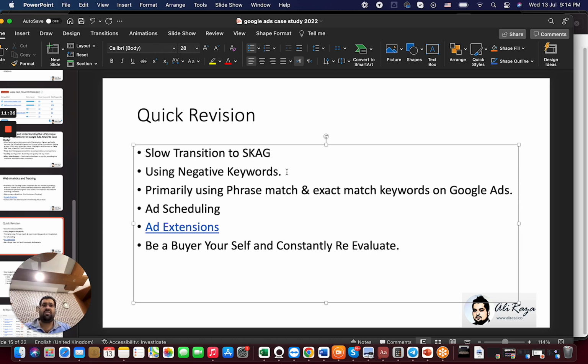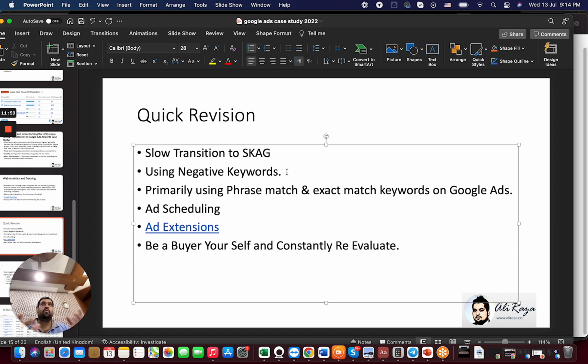When you add extensions, the ad gets more trust and people are more trusting. People seem more comfortable buying through a website where their number and extensions are mentioned in the ad. And then what we did is be a buyer ourselves, and constantly we were reevaluating: are we able to buy from it?